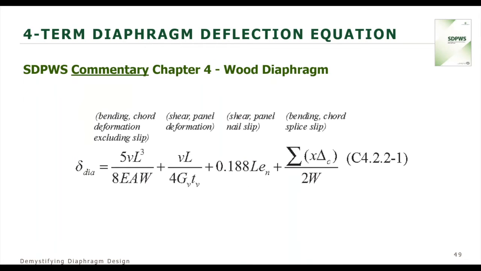Now, I mentioned the 4-term equation, which you see here. We still include the 4-term equation, but that's in the commentary. And just to go over what the 4-term equation includes, it includes the bending chord deformation excluding slip in this first term. And then the last term looks at the bending chord slip, splice slip. And then the middle term looks at the shear panel deformation, and then the shear nail slip.